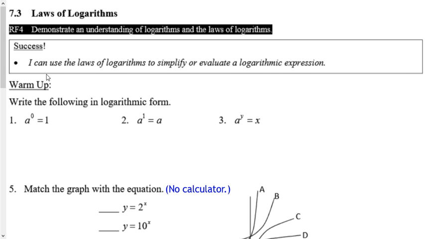Welcome to Math 30-2, where we are in Chapter 7, studying logarithms. To begin with today, we're going to look at a few warm-up review questions, and then we'll get into some laws of logarithms and see how we can make use of them in a variety of questions.